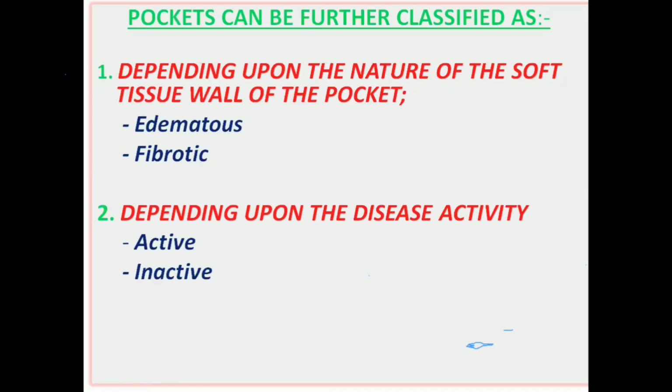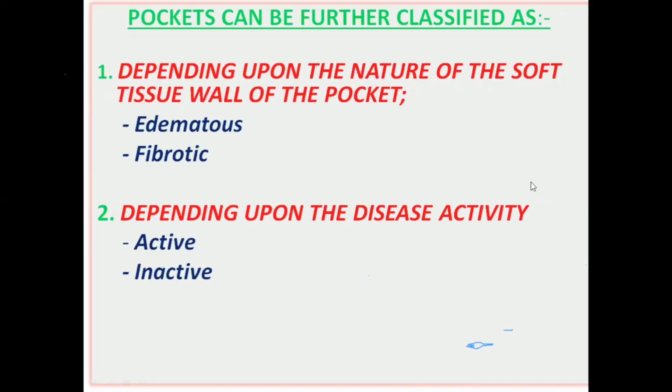Now, pockets can be further classified depending upon the nature of the soft tissue wall of the pocket. This is important. Why is this important? This classification is based on the soft tissue wall of the pocket. Based on this, a pocket can be edematous or fibrotic. Now, what does it mean?